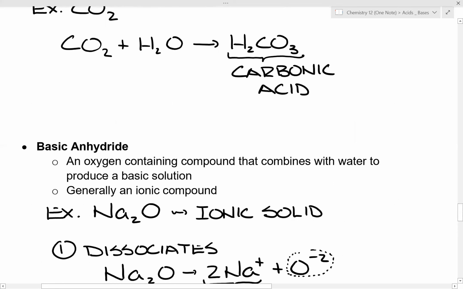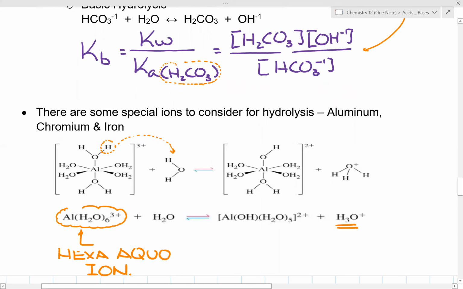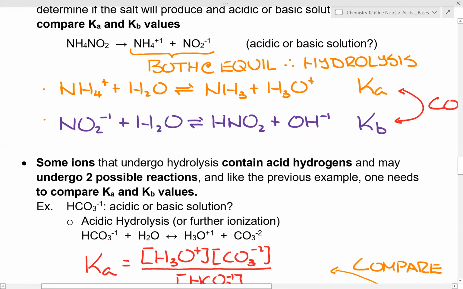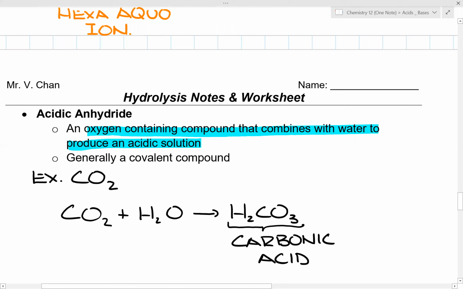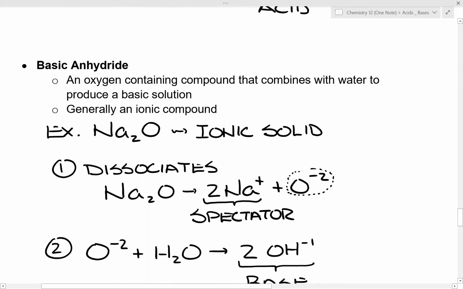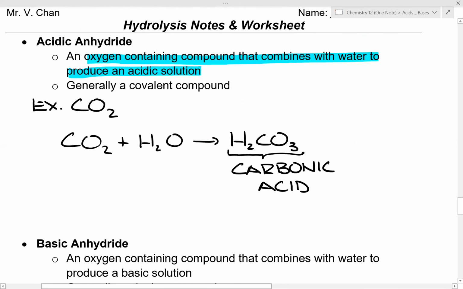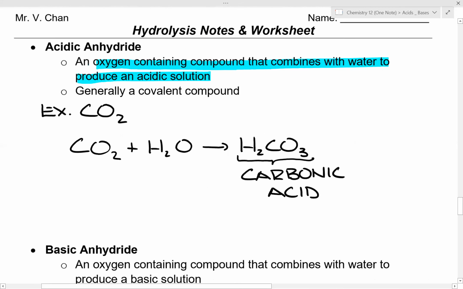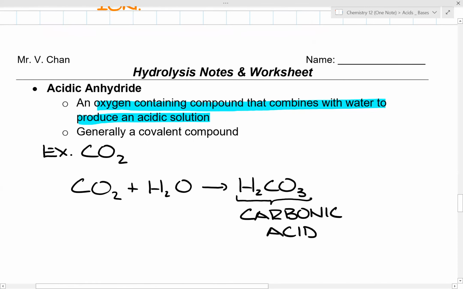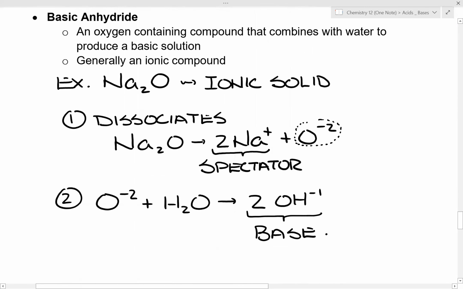So not only can ions react with water to produce acidic and basic solutions, like what we talked about before, but neutral substances, whether covalent compounds or ionic compounds, can also produce an acidic or basic solution. And these are what we call anhydrides. So neutral molecules that contain oxygen can either produce an acidic solution like CO2 or a basic solution like Na2O, an ionic solid.